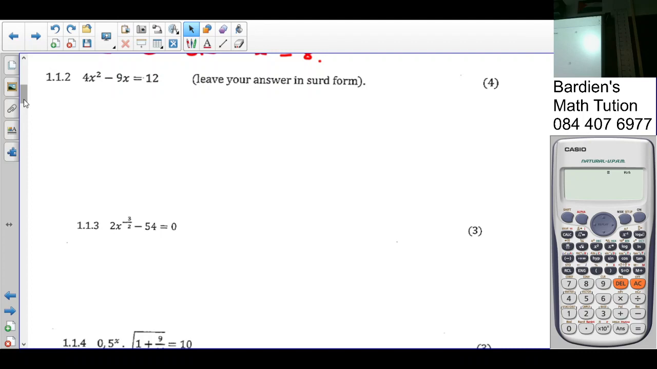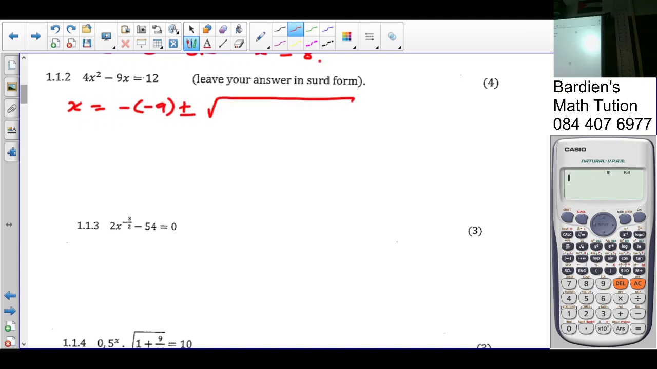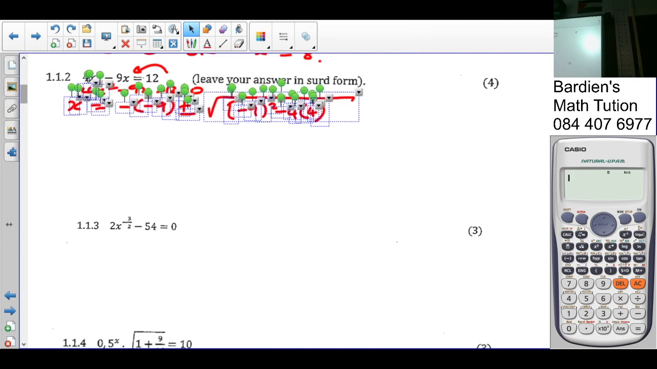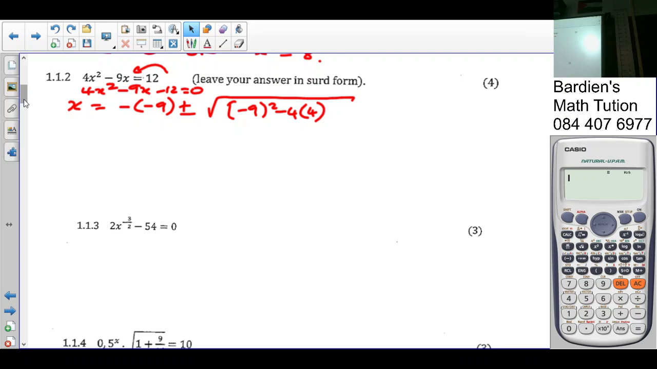So this leads straight into the quadratic formula, which is x equal to minus b plus minus the square root of b squared minus 4ac. Remember, I wrote this over the equal sign, which is 4x squared minus 9x minus 12 is equal to 0. Why did we bring it over? We needed to get it in the standard form, which was ax squared plus bx plus c. Not so?